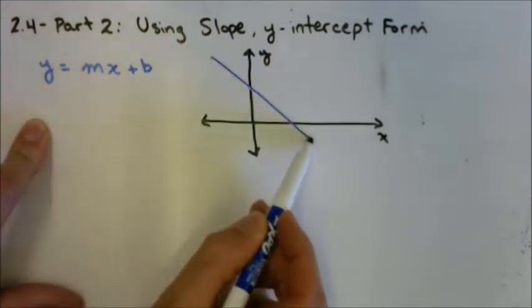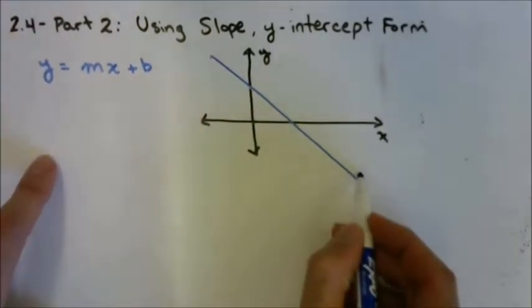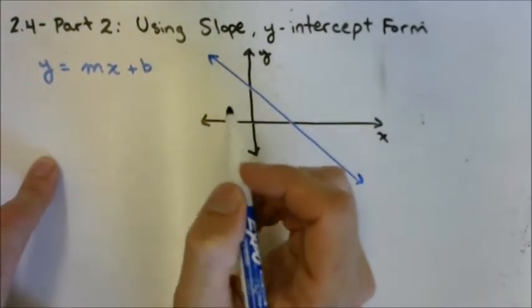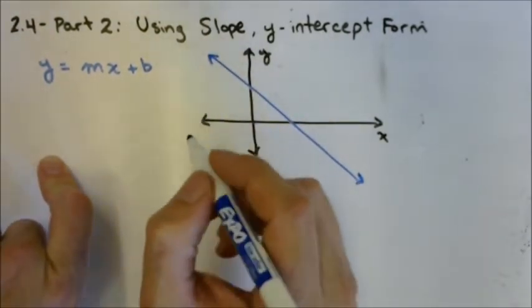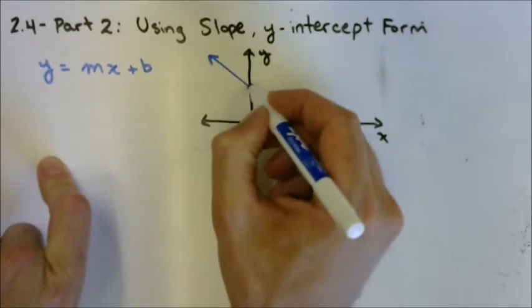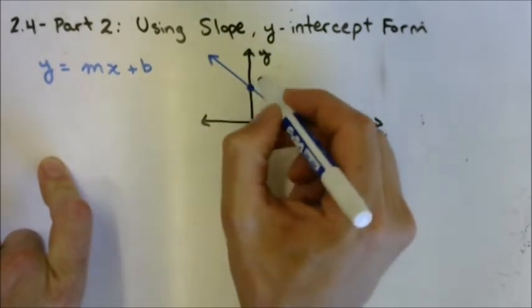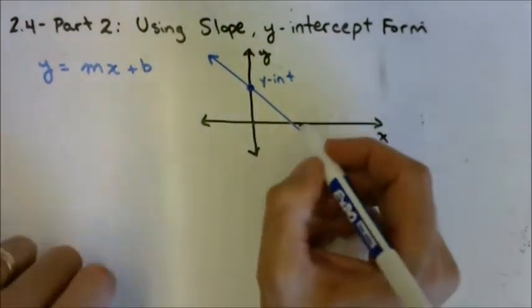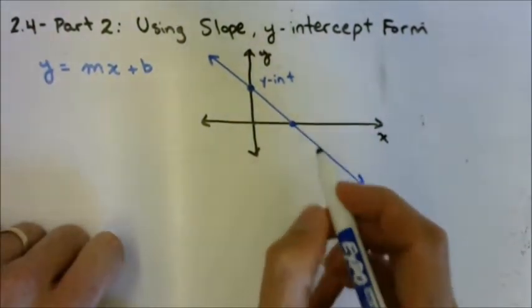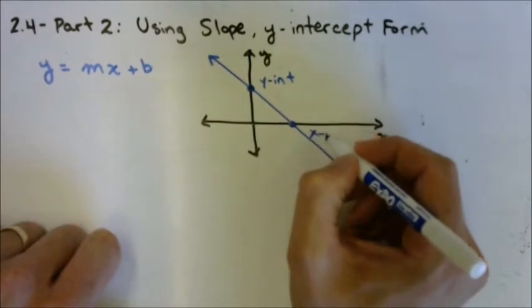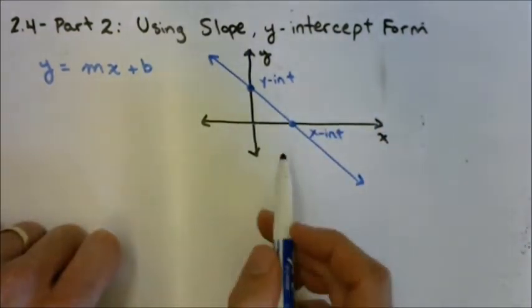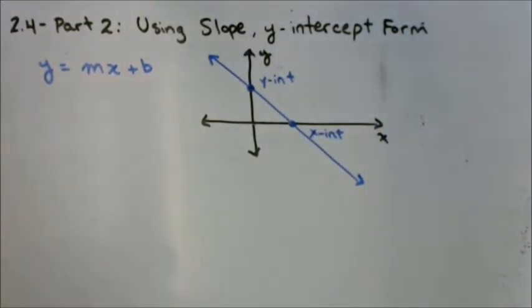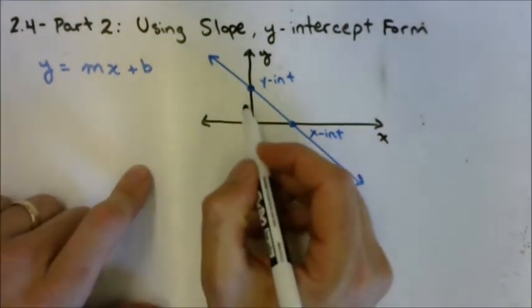It's really helpful for drawing lines on the graph because it gives us some important information. We know that this is the y-intercept. The y-intercept occurs where our line crosses the y-axis. Well, that makes this point, you guessed it, the x-intercept. The x-intercept occurs where our line crosses the x-axis. Now, they cross these lines at a point.